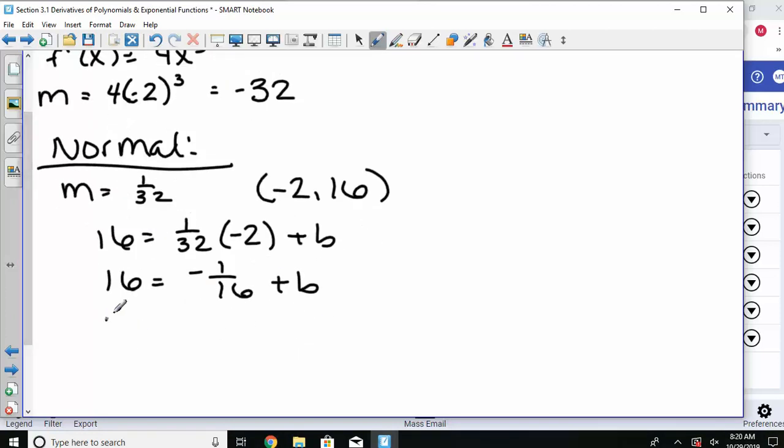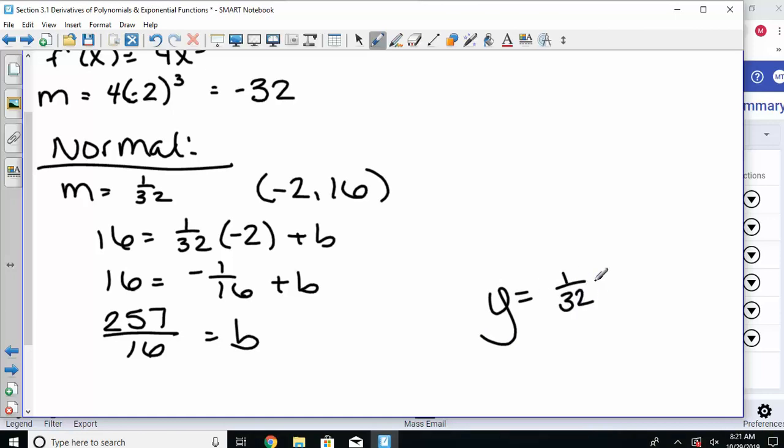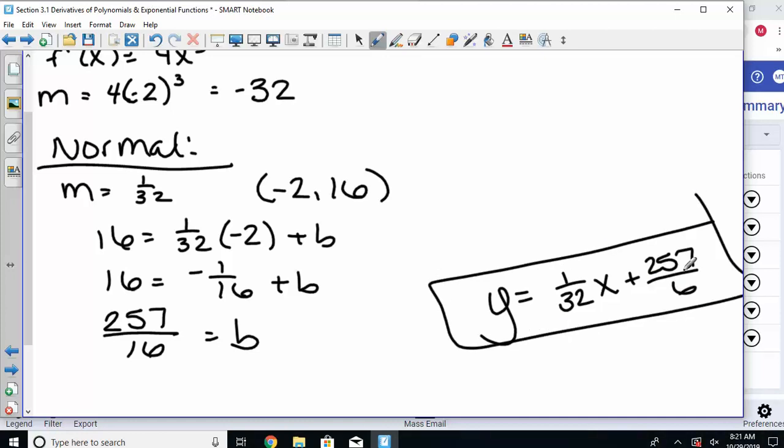So if you add that over, 257 over 16 for your y-intercept. So final equation y equals 1 over 32x plus 257 over 16. And again, that is the normal line. Questions? That's not 6, that's 16. Questions on that?